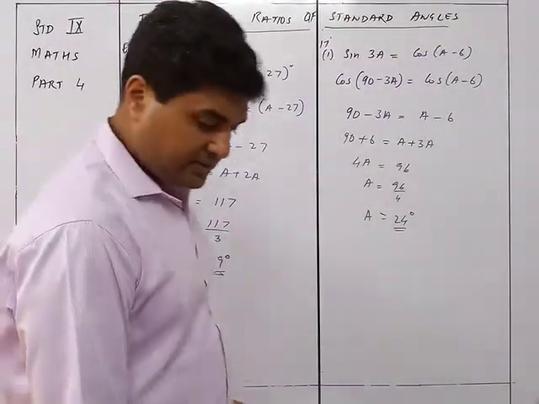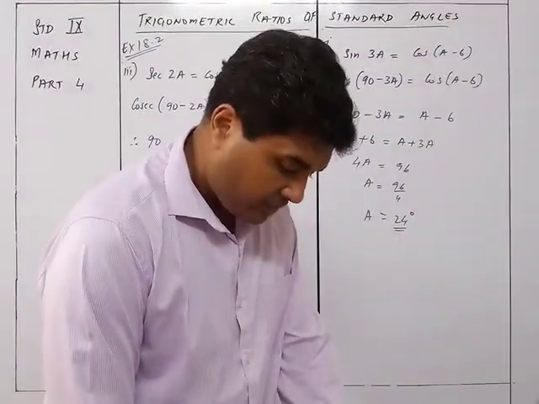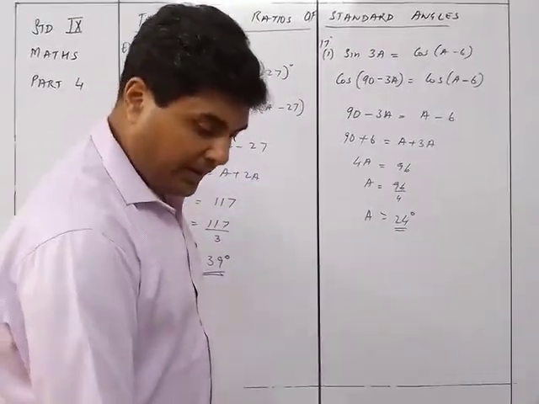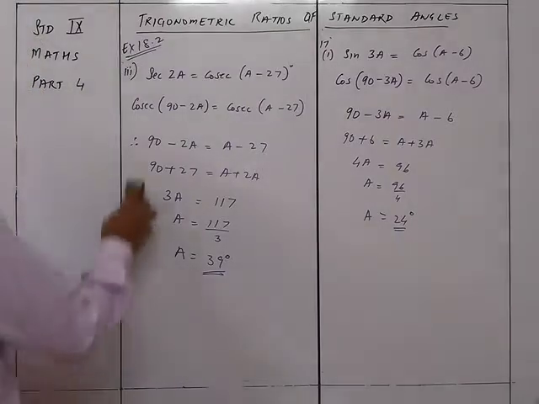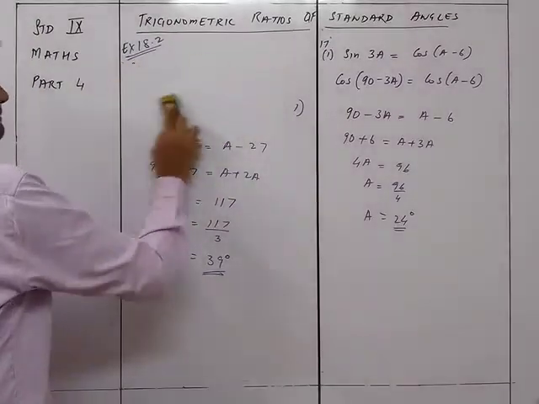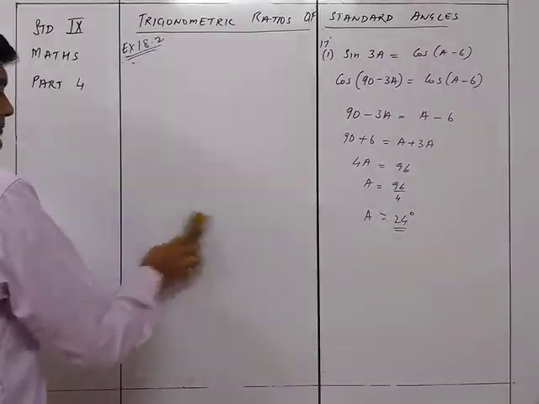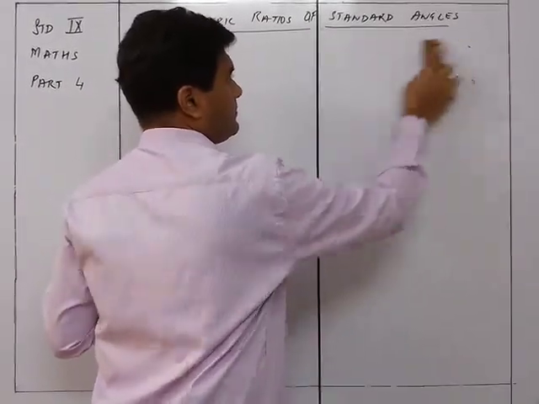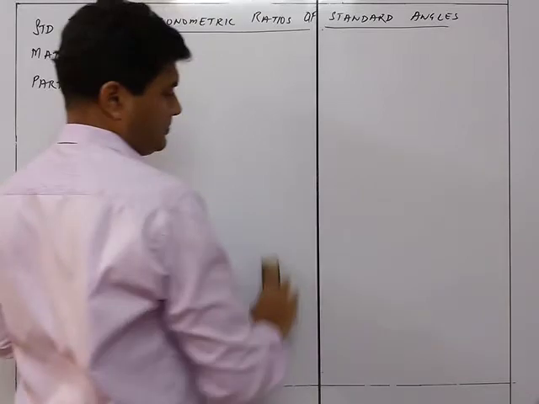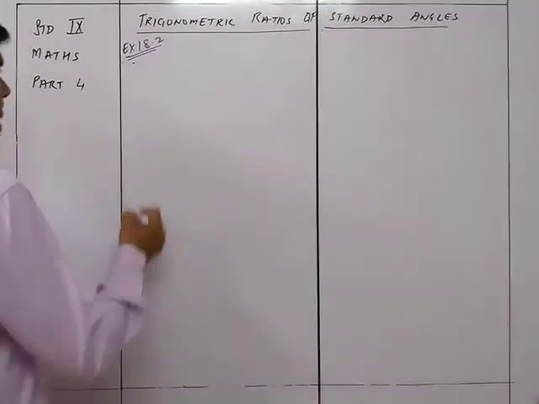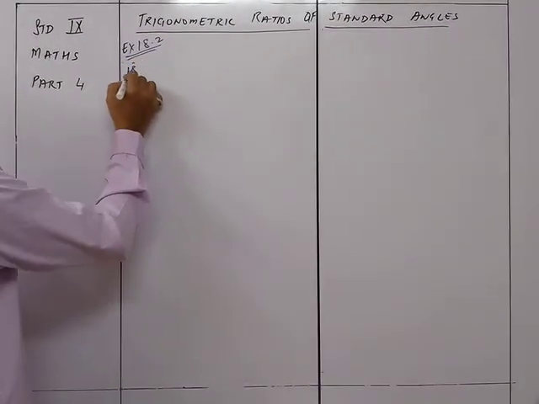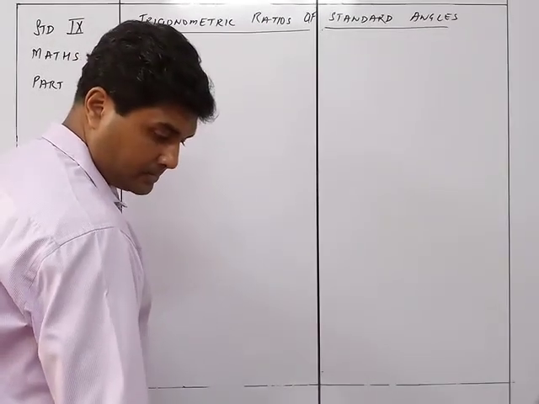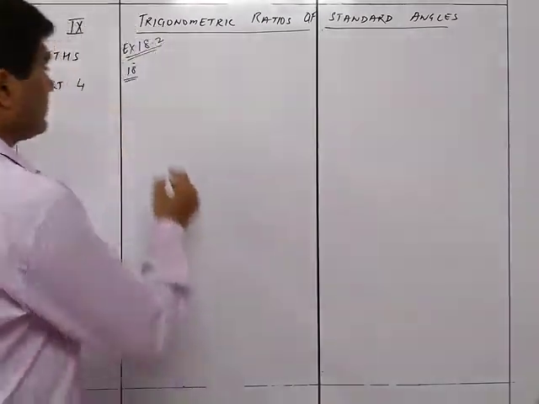Okay, that was sum number 17. We now move on to sum number 18. Sum number 18, first sum.